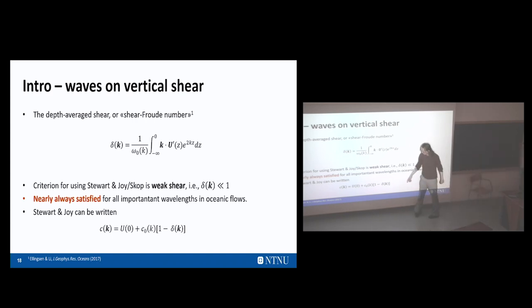Stewart and Joy can in fact be written differently. Just do a partial integration of the Stewart and Joy expression, and you can write it like this. So actually, you here see that this is the correction due to the vertical shear. So that's nice. You've got a criterion that you can easily check. And what it says here is that it is nearly always good for oceanic conditions. So everyone who's been using the Stewart and Joy expression for many years, that's probably no problem. But there are cases like in river plumes, things like that, where you might want to check a bit more carefully.